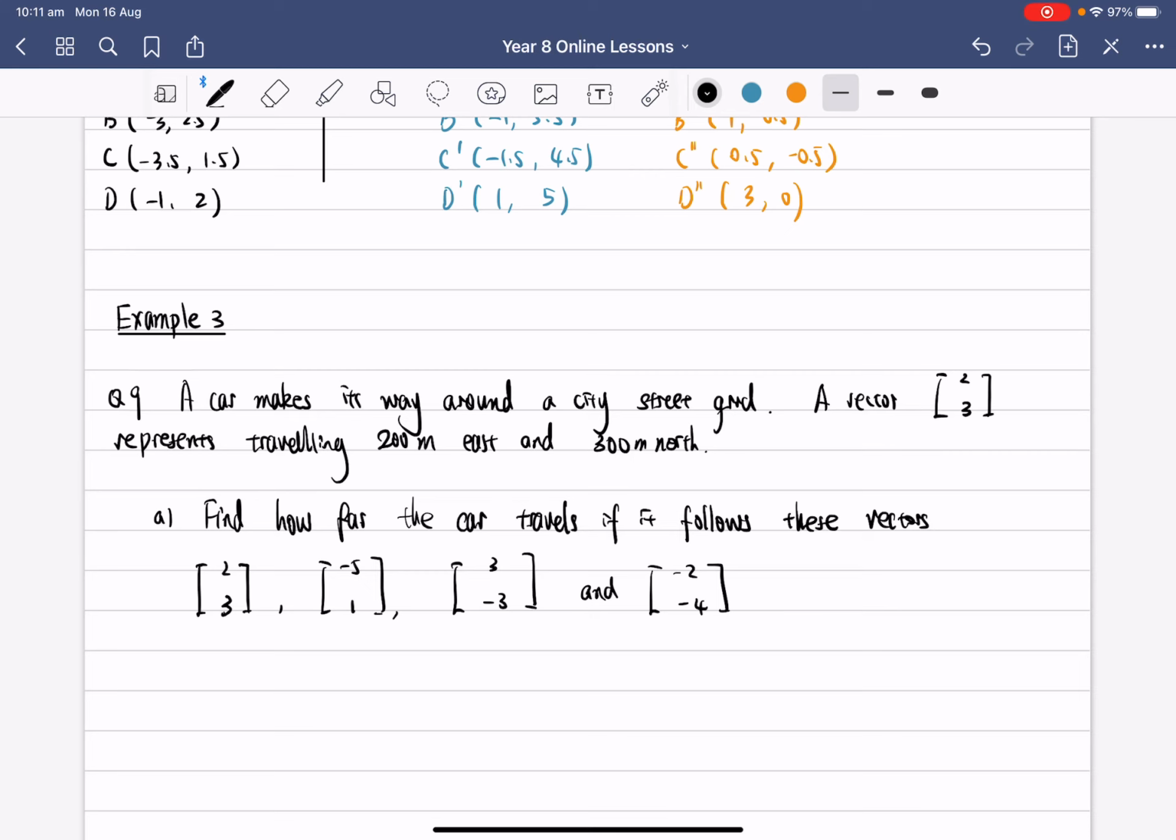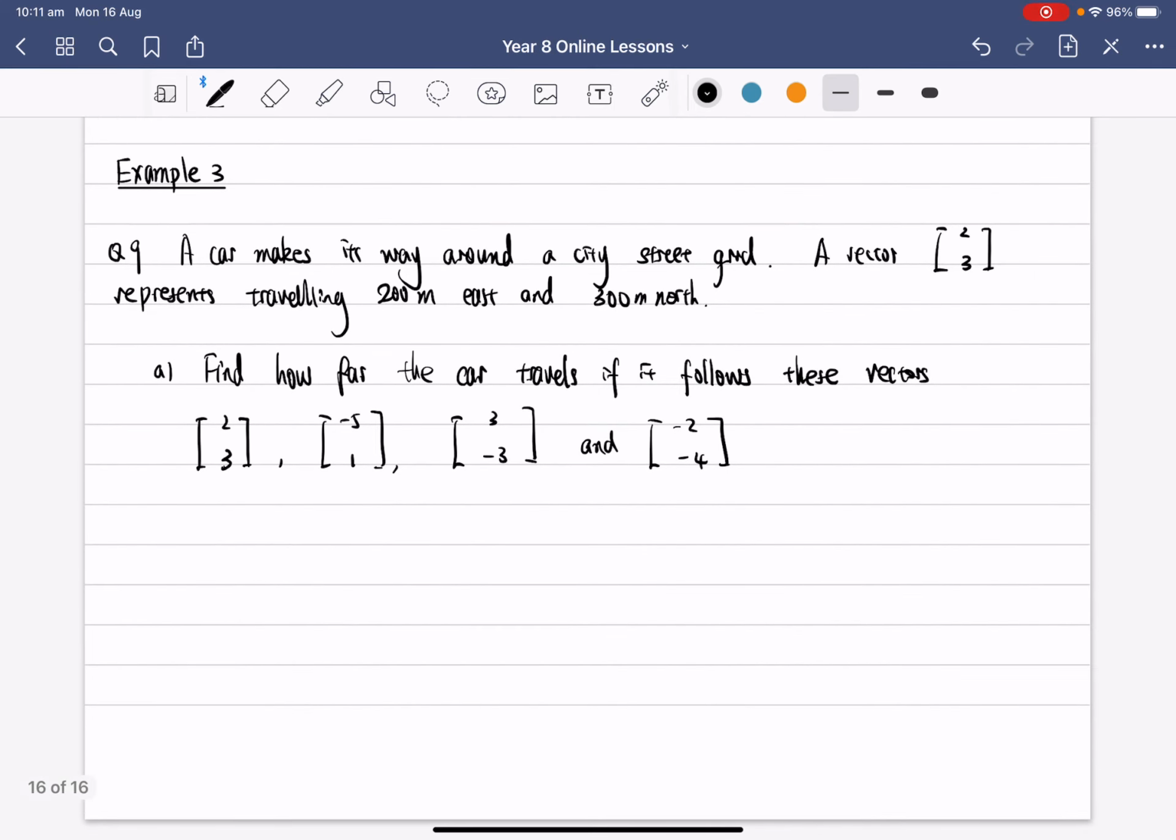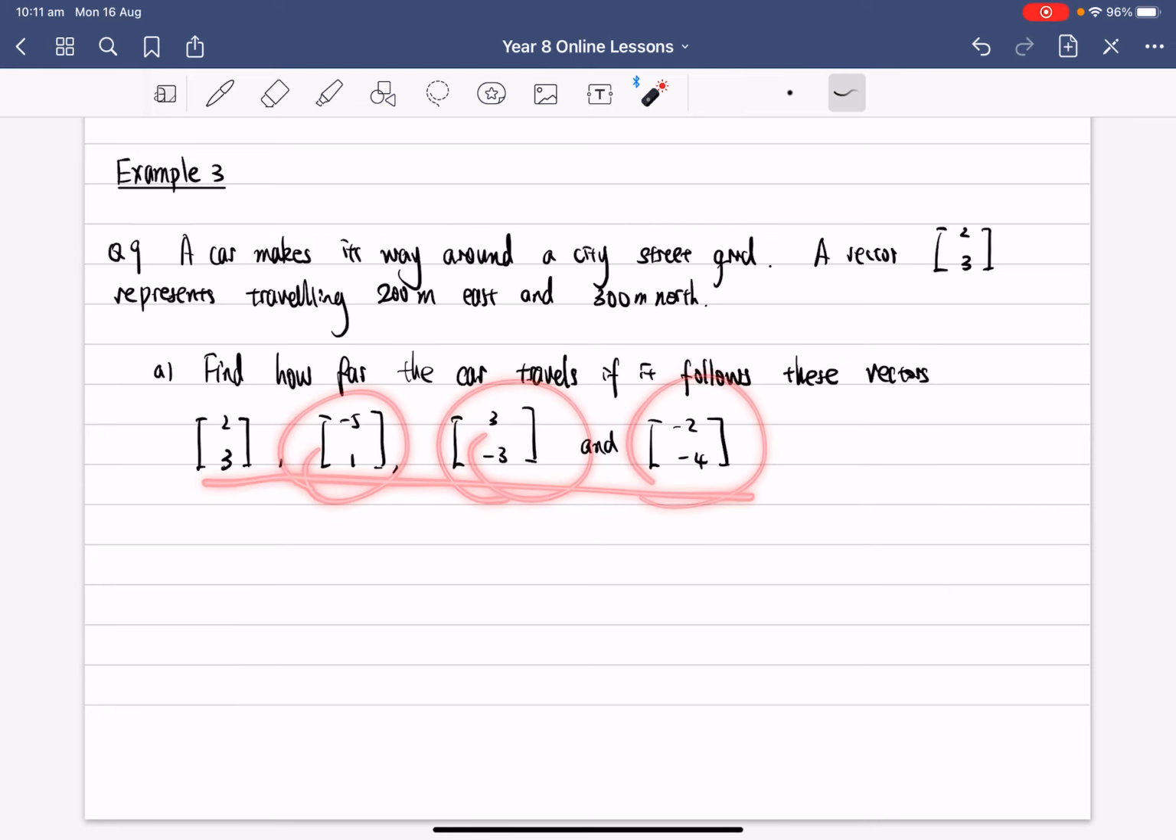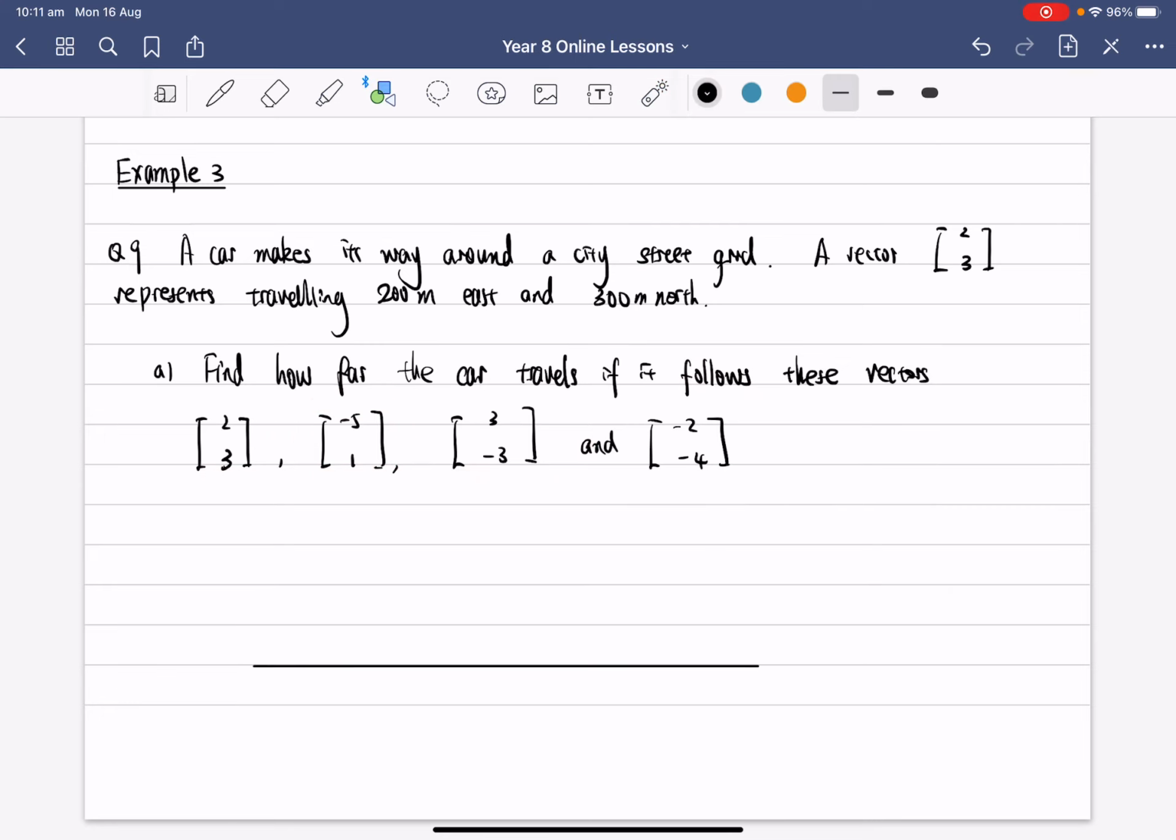So what we do here is we think about the direction, and we start with a coordinate, and then we look at what the journey is and what each vector does. You can draw a diagram to help you out. Firstly we've got 2 and 3, so 1, 2 and 3. So firstly the point is here. Obviously the car is traveling 200 meters to the east, 300 meters to the north.